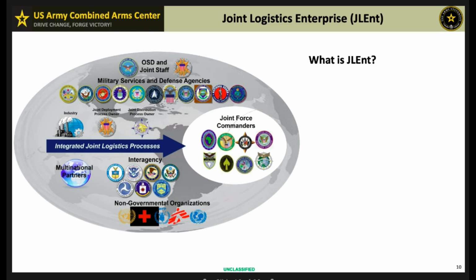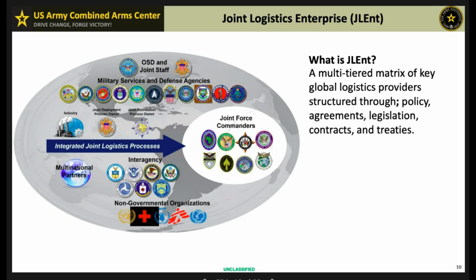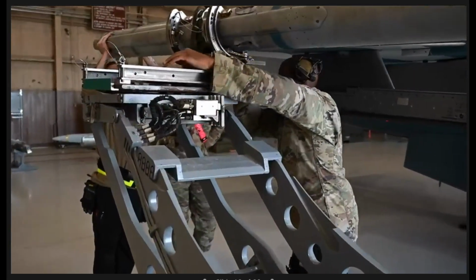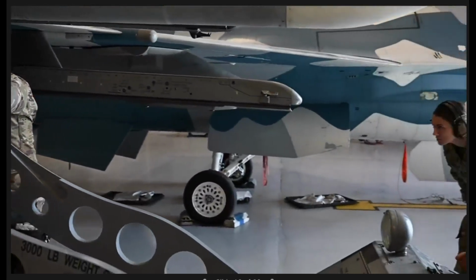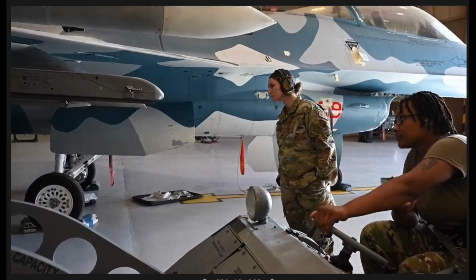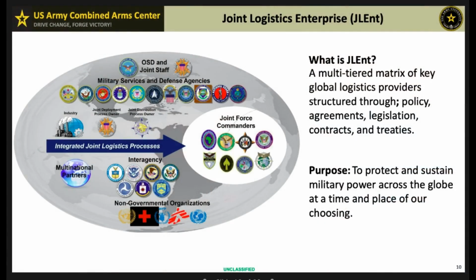The Joint Logistics Enterprise, JLENT, is a global network of logistics providers structured through policies, agreements, and contracts. It protects and sustains military power by ensuring resources are available at a time and place of our choosing. The JLENT includes key stakeholders from military services, government agencies, and industry partners, all collaborating to provide integrated logistics support.